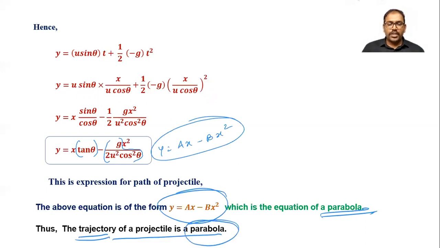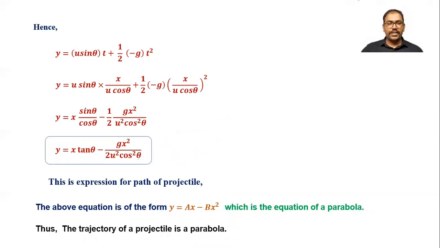A question may be asked: show that the trajectory of a projectile is a parabola. Then you have to write up to this equation and then you have to write this conclusion. I hope everyone understood this.